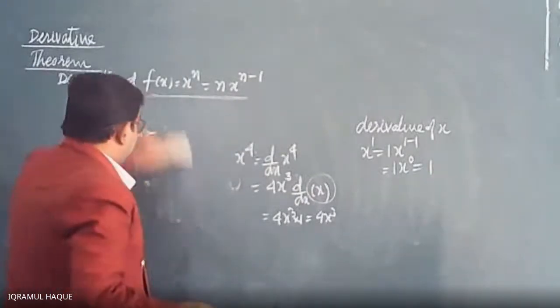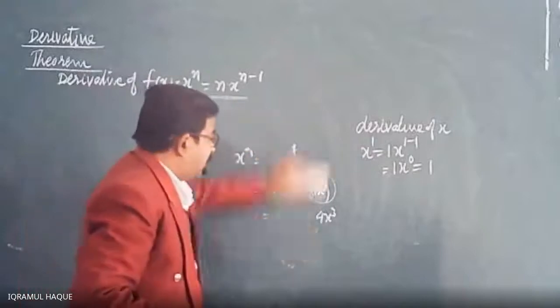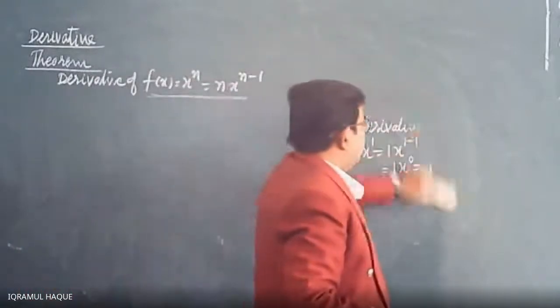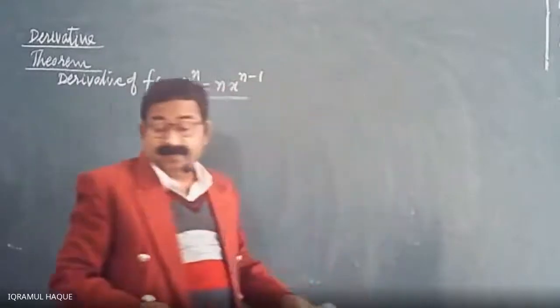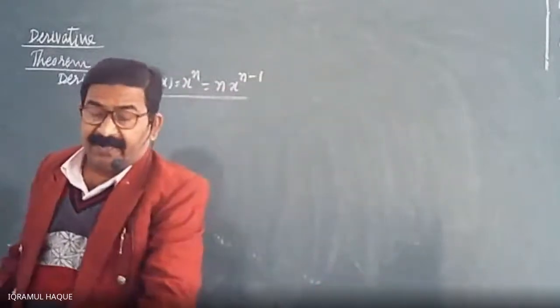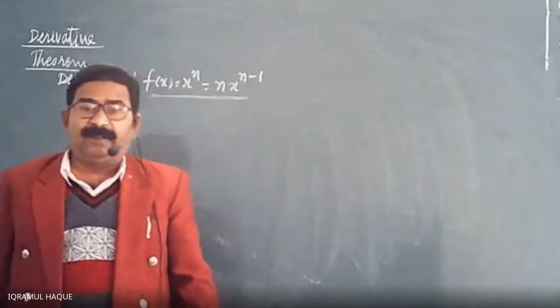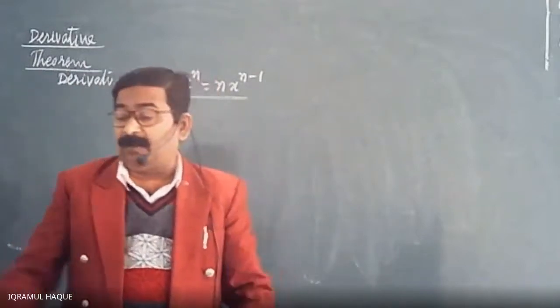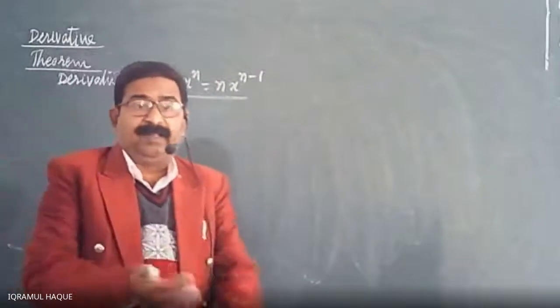And the derivative of a constant number is always 0. If it is not in x, the derivative of a constant is always 0. So this is all about the derivative.